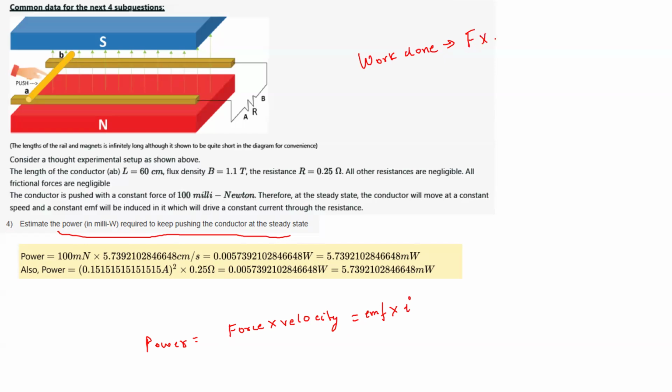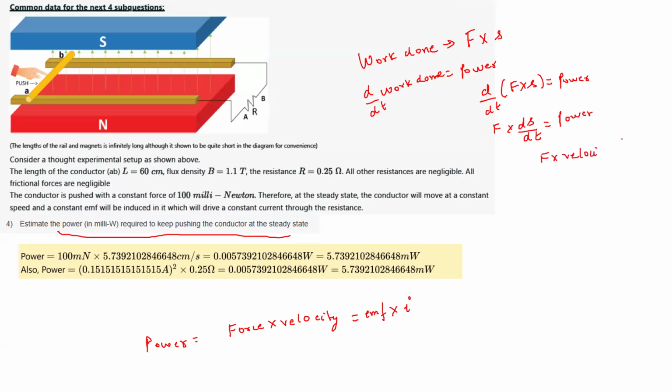So force into distance, where displacement is denoted by S, is work done. Now you know that d by dt of work done, or d by dt of energy, is power. So d by dt of force into displacement is power. So force into ds by dt is power, which means force into velocity is power, right? Here you know the force, you know the velocity.